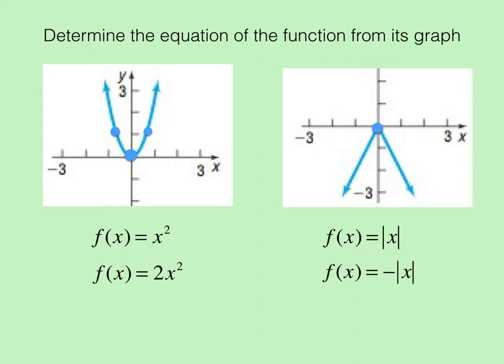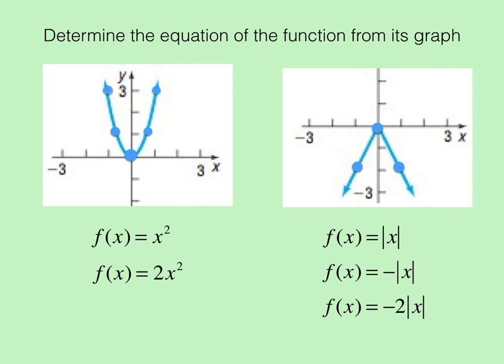The next thing I notice is that the 2 points that are obvious are 1 over but 2 down, which means this one is twice as steep as the typical absolute value function, so I need the 2 in front of the absolute value bars.